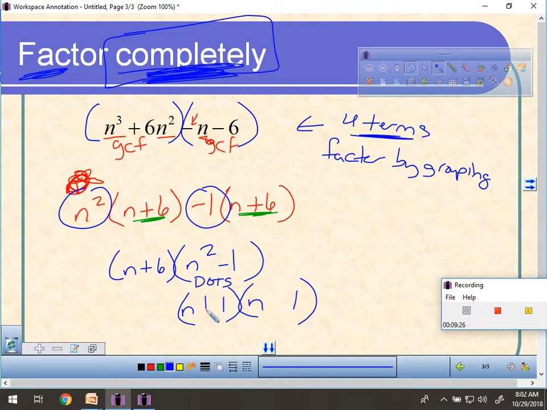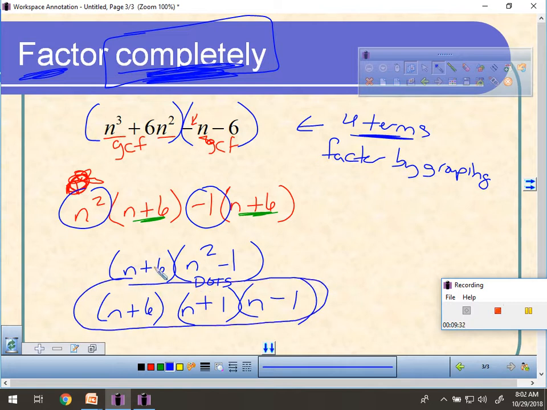Just make sure that one's positive and one's negative. And so this would actually be my answer, factored completely. Not to say that this is not a good answer, but this is not completely factored. This one below here with the star, that's the one that's factored completely, which would be the complete answer. So just remember, when you see a DOTS, you factor it like that.